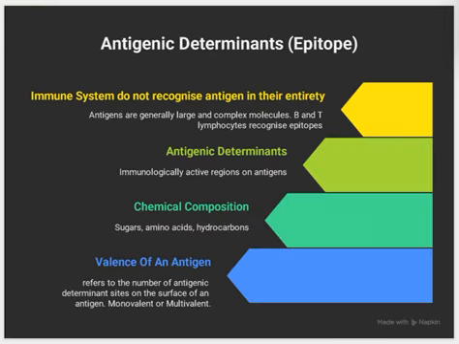Let's delve into antigenic determinants, or epitopes. Our immune system doesn't recognize antigens as whole molecules because they're usually large and complex. Instead, it focuses on specific regions called epitopes. These are the immunologically active parts that lymphocytes detect. Chemically, epitopes can be made of sugars, amino acids, or hydrocarbons. Also, antigens can have one or multiple epitopes, monovalent or multivalent, which influences how many immune responses they can trigger. Understanding epitopes is key to grasping immune specificity.